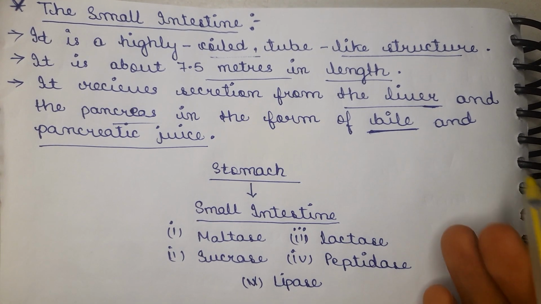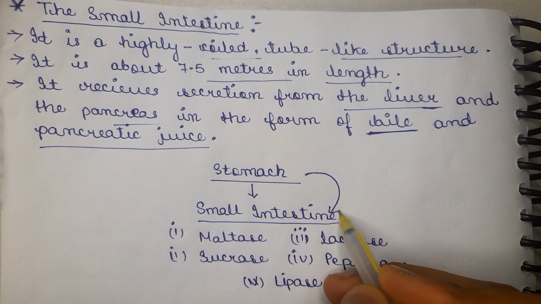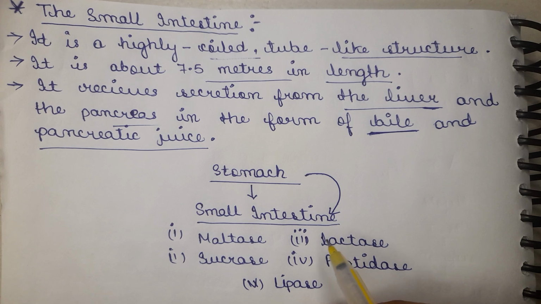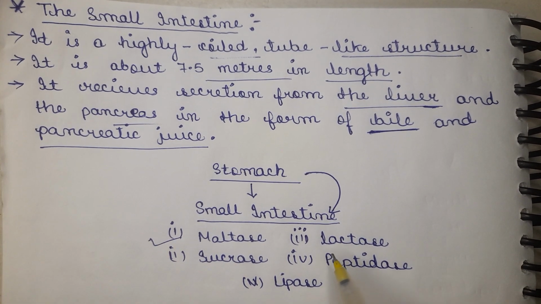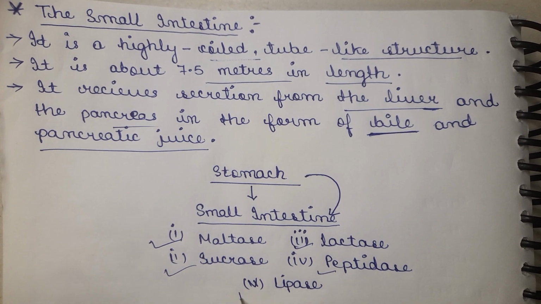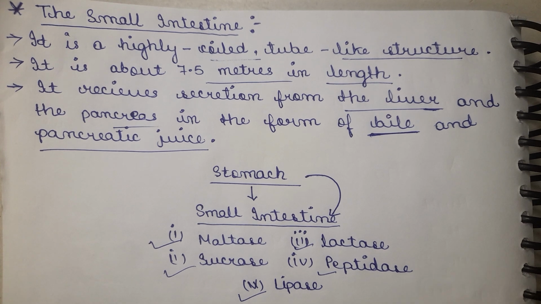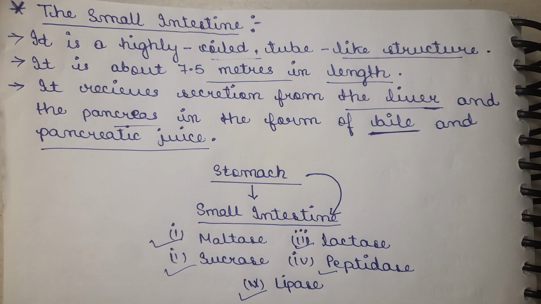So from here we all know that the stomach passes its content into the small intestine, and the secreted juice in the small intestine consists of maltase, lactase, sucrase, peptidase and lipase. So these are all the secretions of the small intestine after the digestion process starts. Now, the digestion in the small intestine.